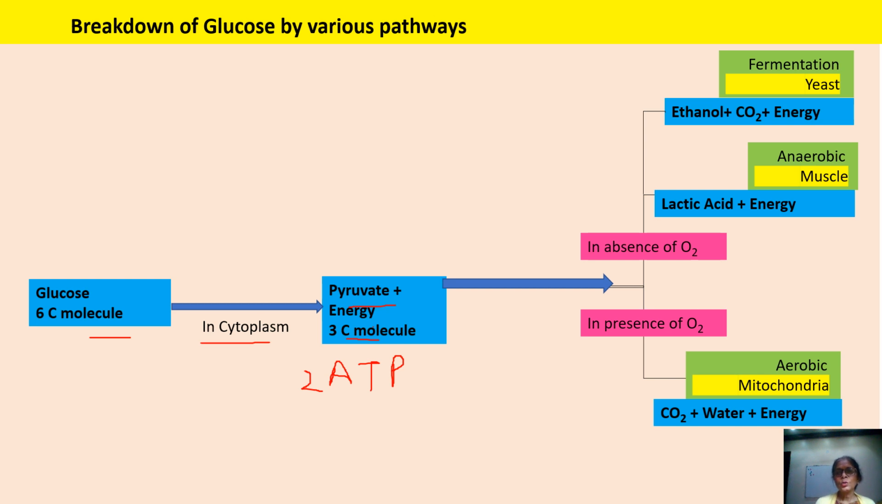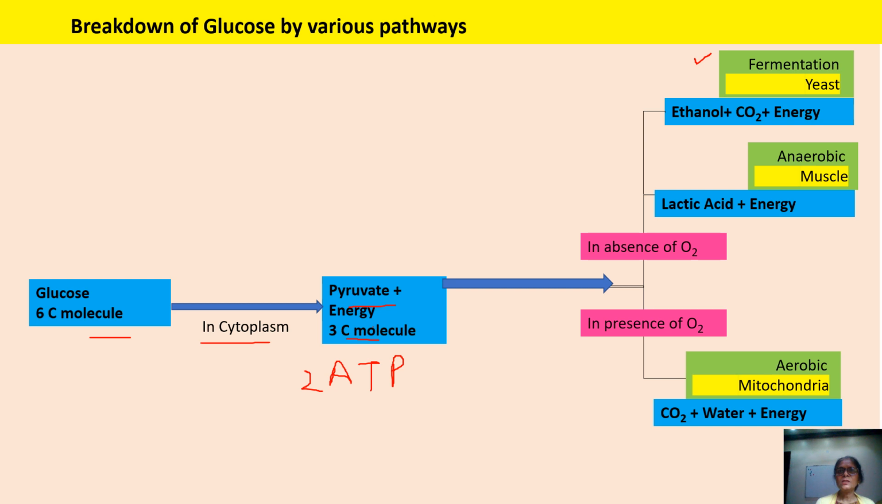After this, there are two ways by which breaking up of pyruvate takes place, either in presence of oxygen or in absence of oxygen. In presence of oxygen, the respiration is known as aerobic respiration. In absence of oxygen, it is known as anaerobic respiration. Anaerobic respiration is of two types. The first one is fermentation.